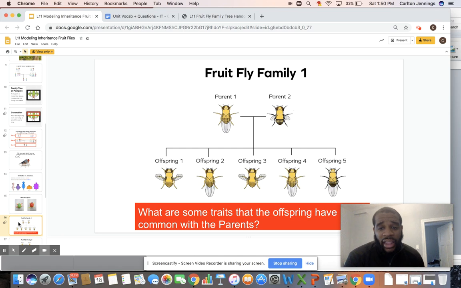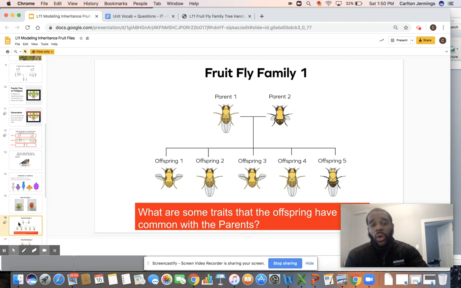So mom and dad, they have two eyes. Mom has some long wings going down. Dad has some shorter wings going to the side. You can see a yellow color. You see mom has a red stripe. Dad has a black stripe. And we're going to see if this model number one is the right one.